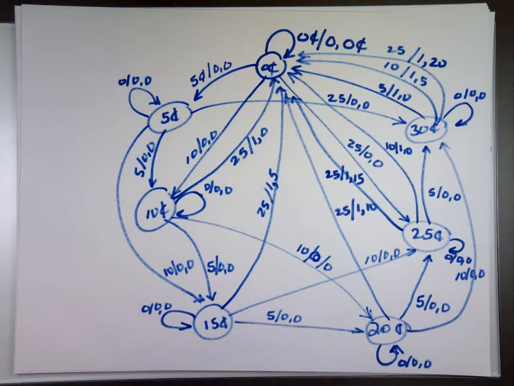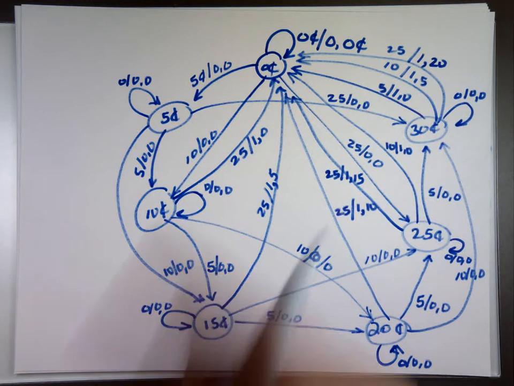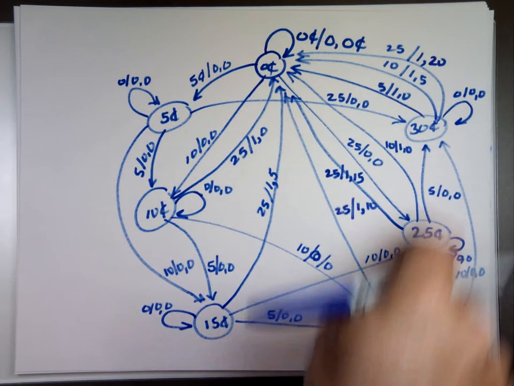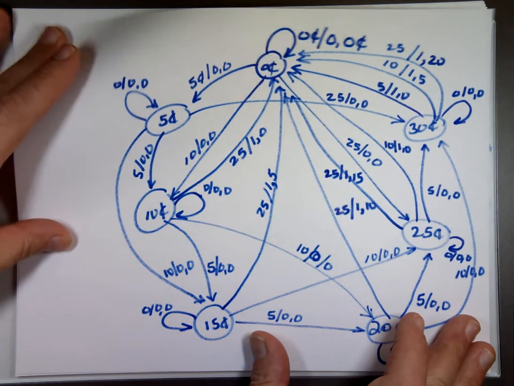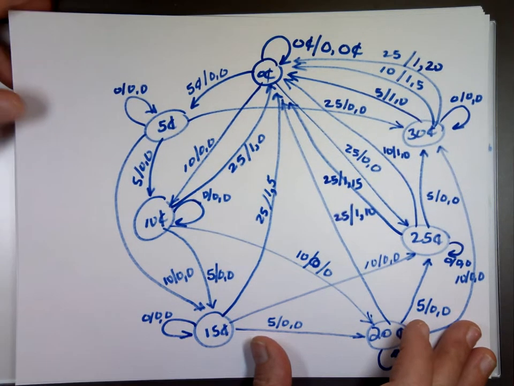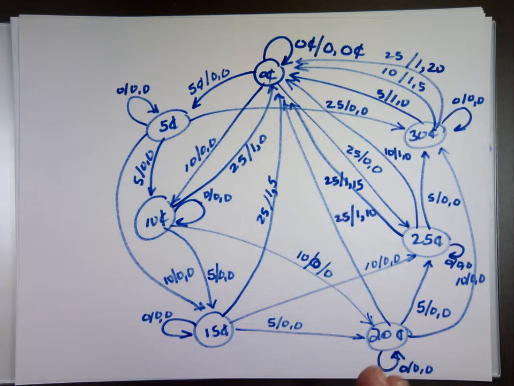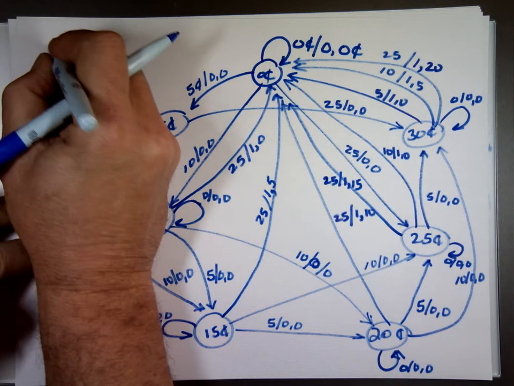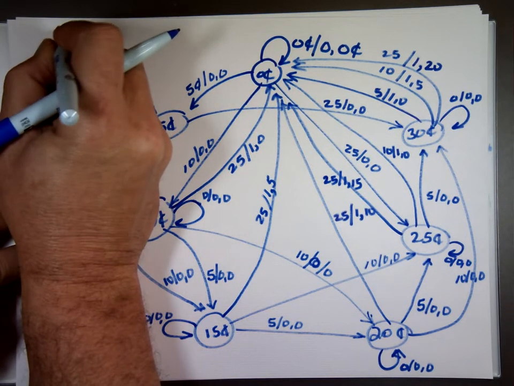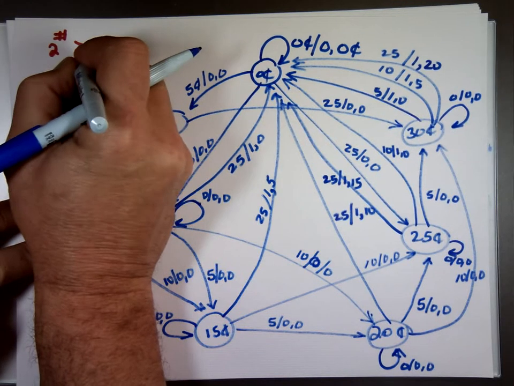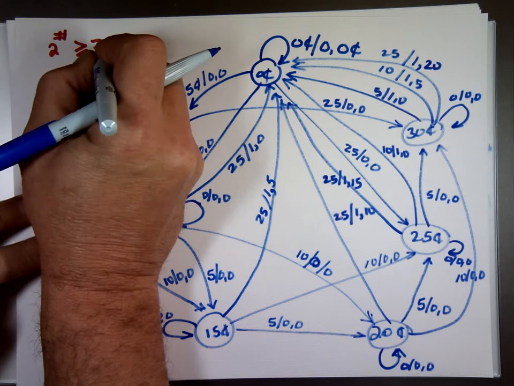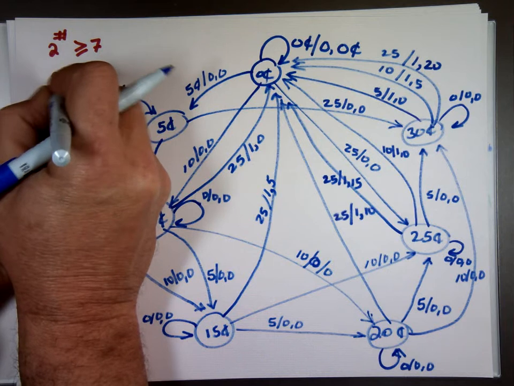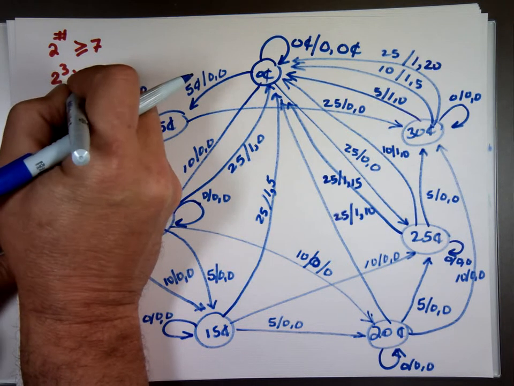Now notice how many states we got there. 7. So with 7 states, how many flip-flops am I going to need? 3. 2 to the number of flip-flops should be greater than or equal to 7. So 2 to the third is greater than or equal to 7.